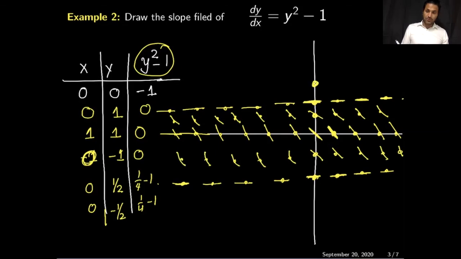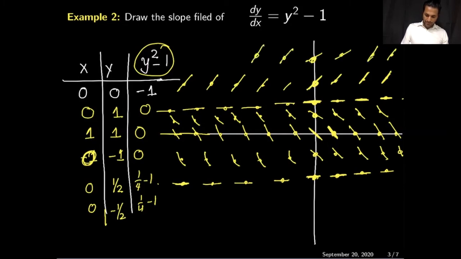Here, if you choose a y value greater than 1 and x value 0, you are going to get a positive slope. So the tangent line is going to have a slope like this, and all the points here are going to have the same slope. Similarly, you can choose some larger y values and plot the tangent lines one by one. They are going to give you slopes like that.